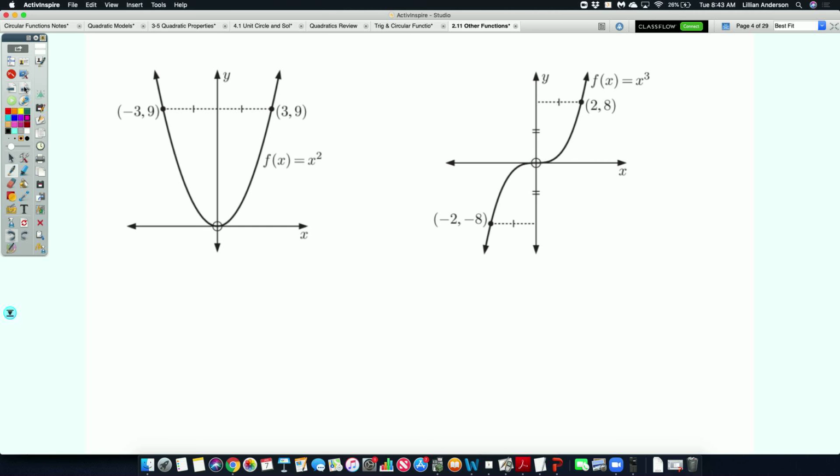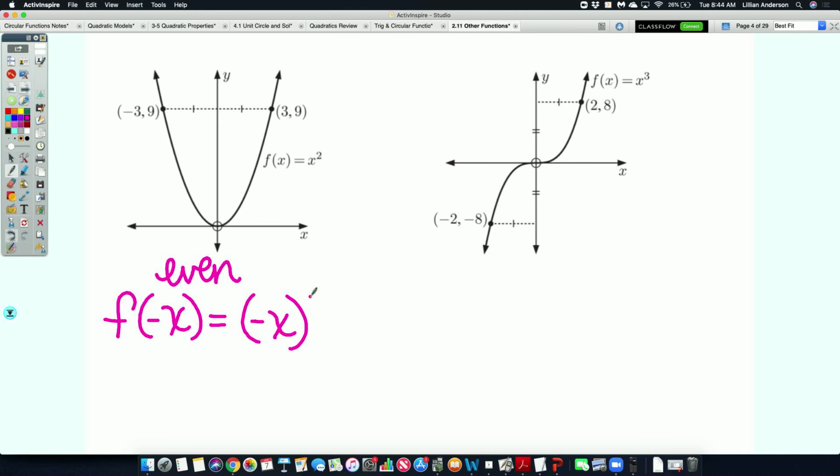Here are two examples. This one here is an even function. Algebraically, if I plug in negative x for every x into the function, that will give me a negative x that needs to be squared, that quantity squared. Of course, a negative x times a negative x is a positive x squared. Hence, you get the original function. So because you get the original function, it's even.